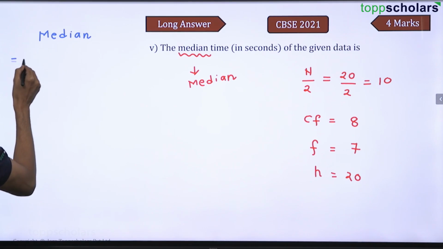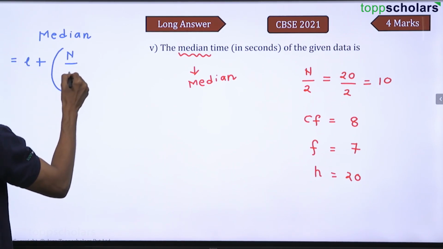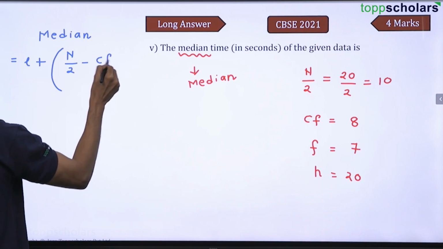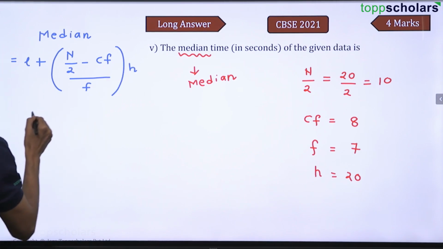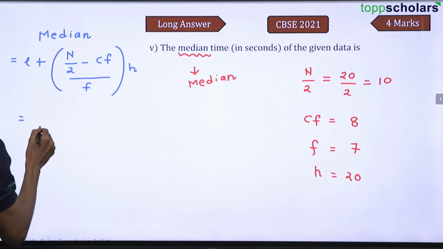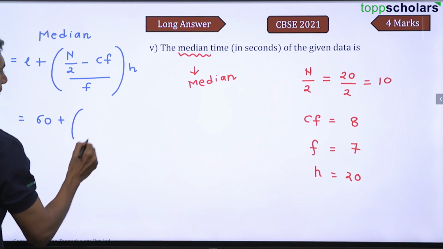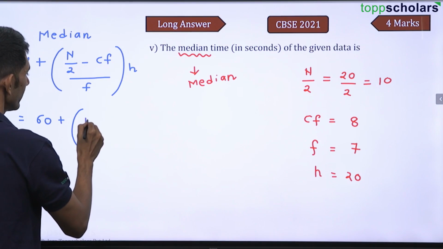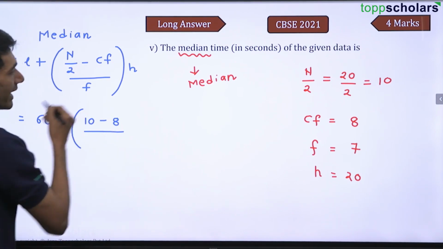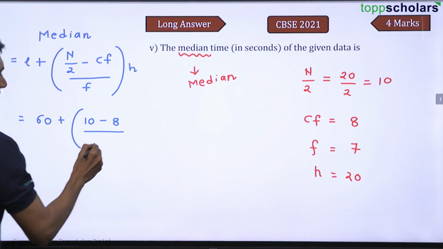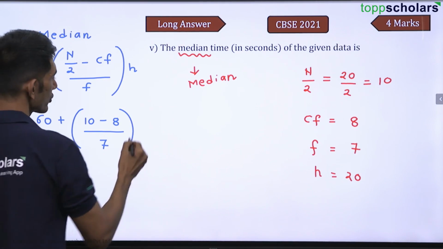Median is L plus n by 2 minus CF by F into H. L is how much? L is 60, because that is your median class, plus n by 2, which is 10, minus CF, 8, by F. F is 7, into H. H is 20.